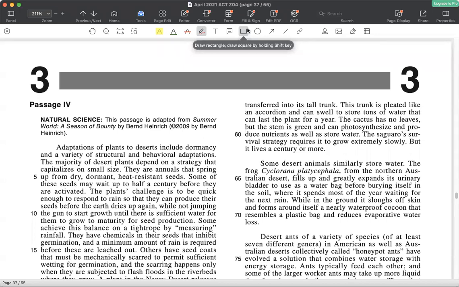In this video, we solve the fourth and final passage of the reading section of the form Z04, the special testing form of ACT April 2021. This passage is adapted from Summer World, A Season of Bounty by Bernd Heinrich.